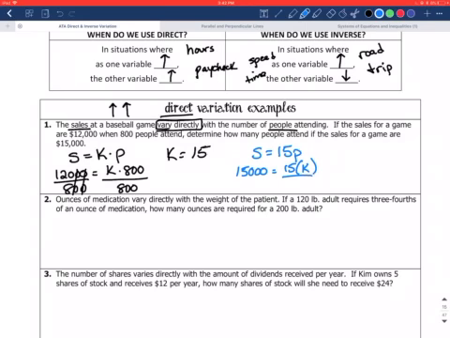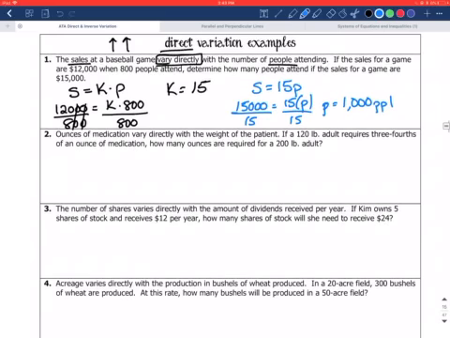800. So we're going to divide by 15 to solve for not K, we're solving for P here, the number of people. And then that will be 1,000. So that'll be 1,000 people that showed up, which makes sense. Increased from 800, just like the 12,000 increased to 15,000. And this is really important stuff, and stuff that you will see applicable to the real world.